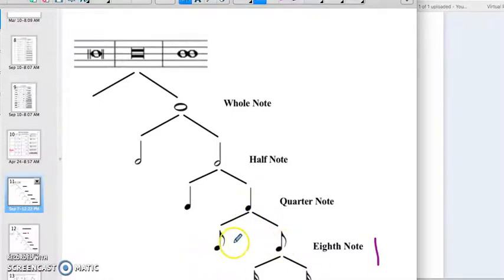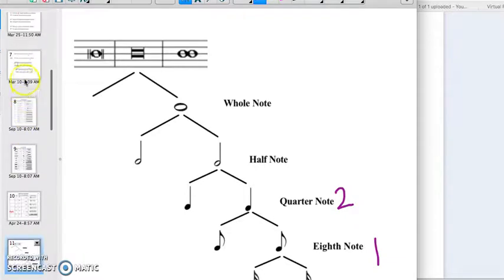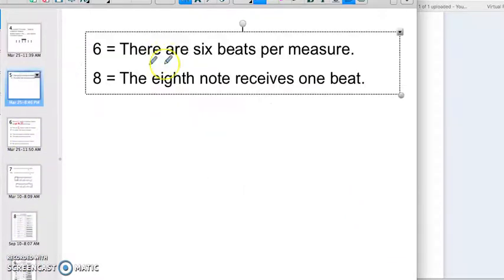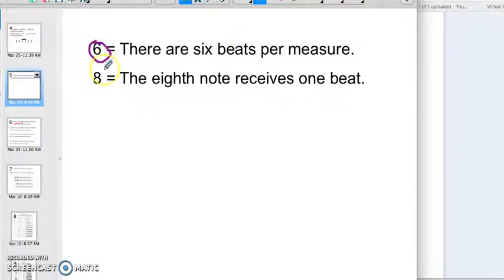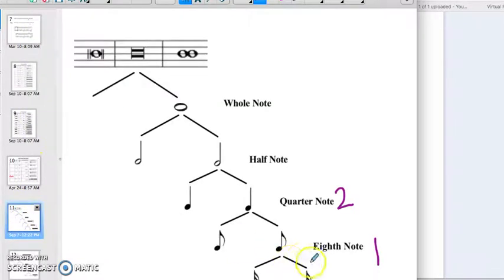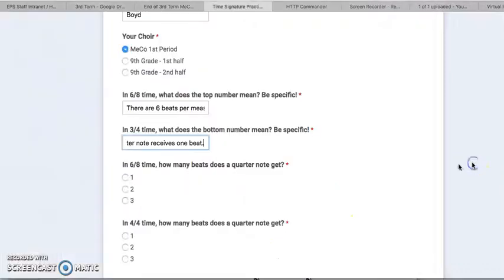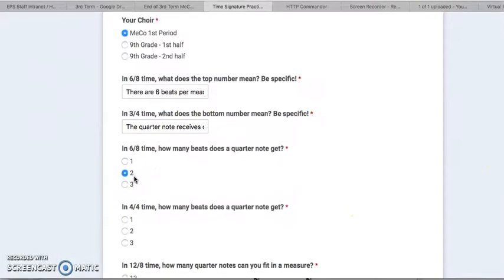Well, I can fit 2 8th notes equally into 1 quarter note. Therefore, if my 8th note is worth 1 beat, my quarter note is worth 2 beats. Because in 6/8 time, there are 6 beats per measure, top number. The 8th note receives 1 beat. So my 8th note receives 1 beat, which means my quarter note is going to receive 2 beats. So the answer here is 2.